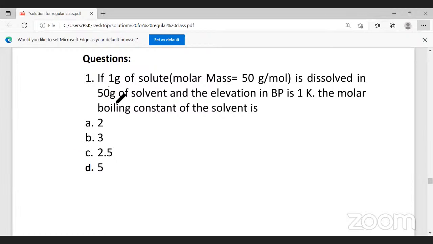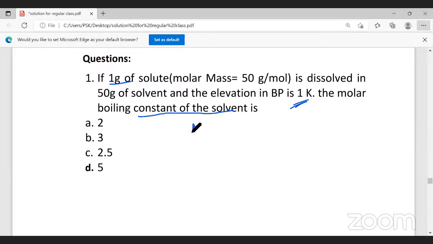If 1 gram of solute, molar mass 50 gram per mole, is dissolved in 50 grams of solvent, and the elevation in boiling point is 1 Kelvin, the molar boiling constant of the solvent is? The molar boiling constant is also called the molar elevation constant.